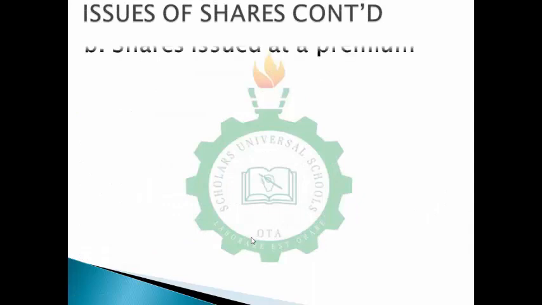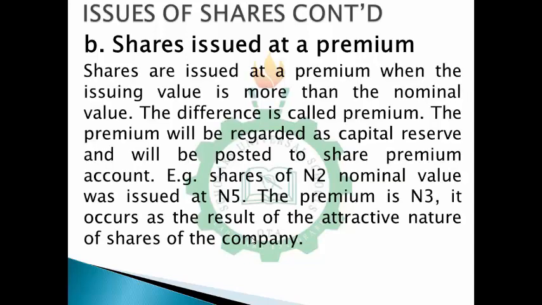All right. The next part is shares issued at a premium. Premium is the direct opposite of shares being issued at a discount. Premium is when I'm giving out at an amount higher than the face value. When shares are issued at a premium, it means the issuing value is more than the nominal value, and the difference is called premium. The premium will be regarded as capital reserve, and it will be posted to the share premium account.